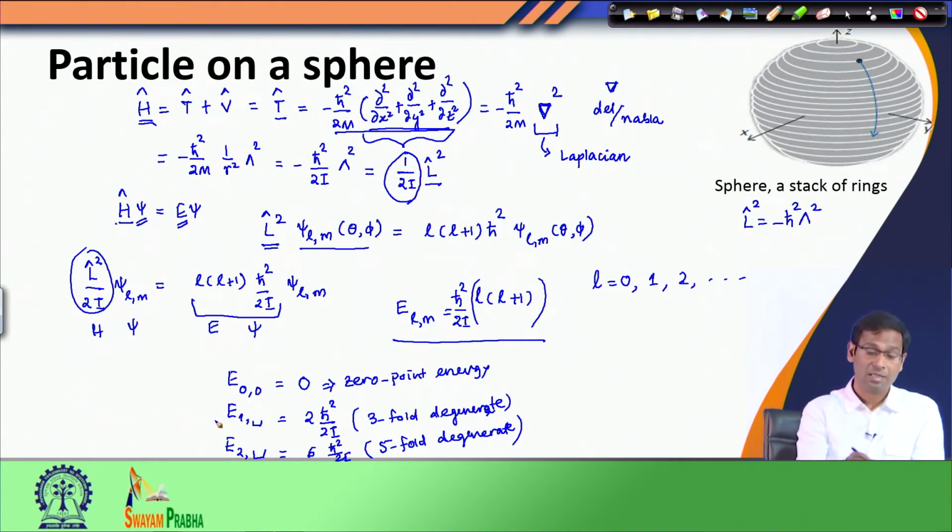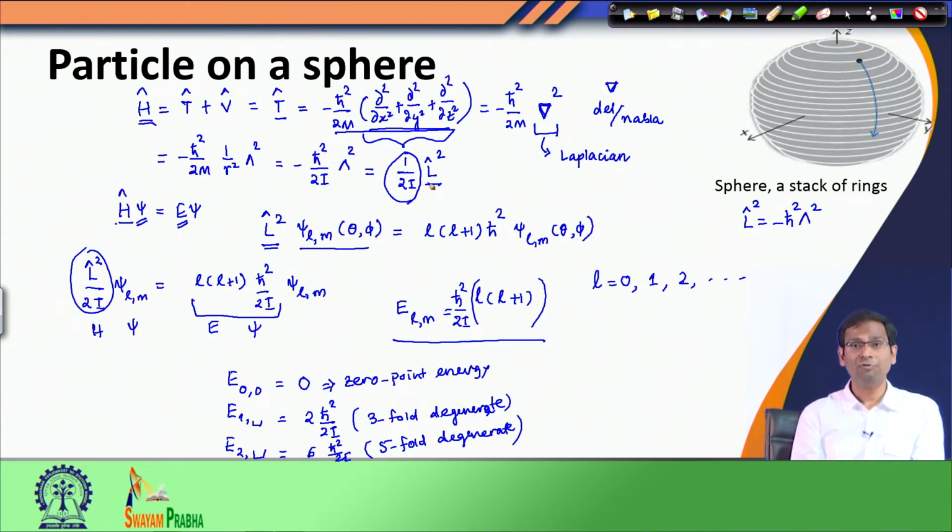This is because the Hamiltonian can be expressed in terms of L square, and by expressing the Hamiltonian in terms of L square, we could use the eigenfunctions and the eigenvalues of the L square operator as the eigenfunctions and eigenvalues of the Hamiltonian operator. So, this way the solution of particle on a sphere became very easy. That is because we have already invested a lot of time in discussing the solution of the angular momentum operator L square.